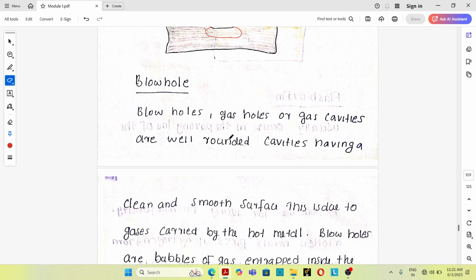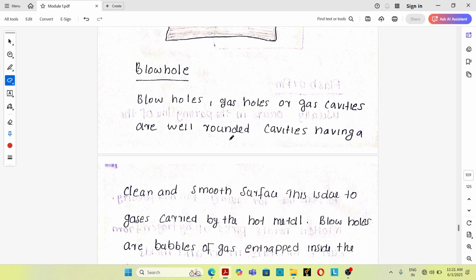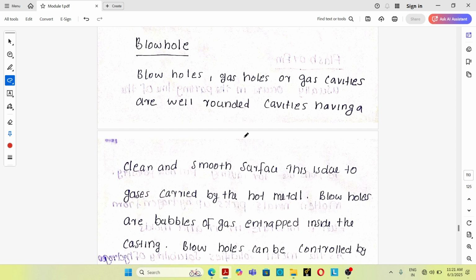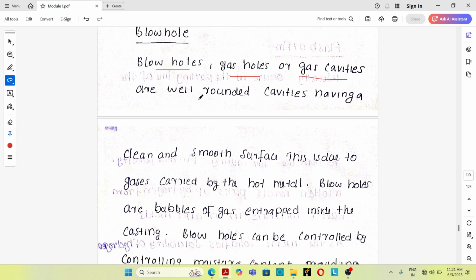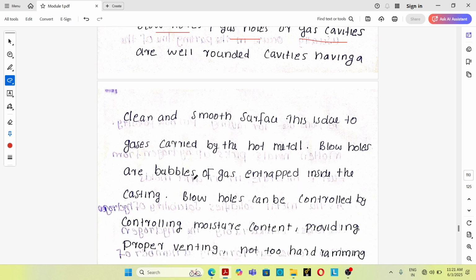So next one is internal defects. There are 3 classifications of internal defects. First one, blowhole, second one, pinhole, and third one, inclusions. So first one, blowhole. Blowholes are also known as gas holes or gas cavities. They are well-rounded cavities having a clean and smooth surface. This is due to gases carried by the hot metal. The blowholes are bubbles of gas entrapped inside the casting.